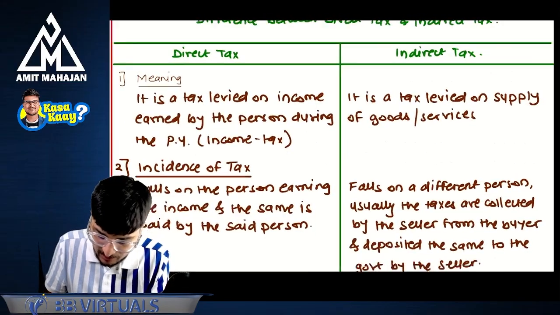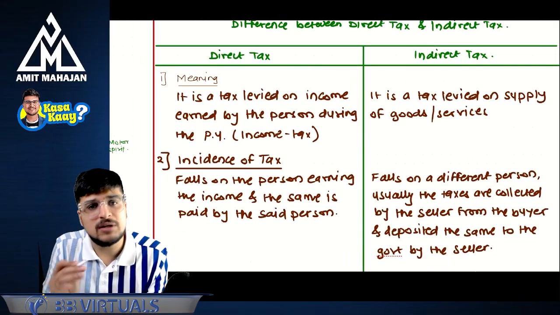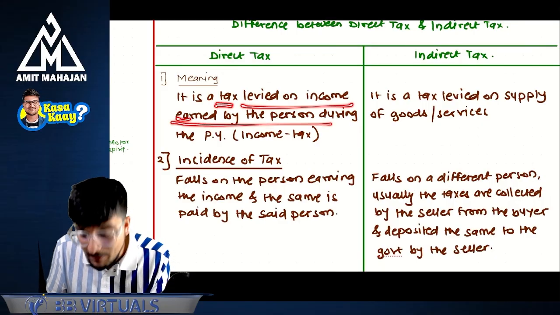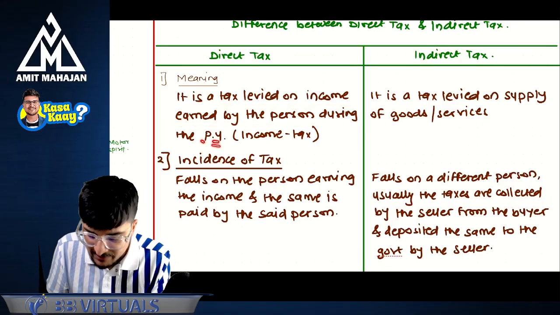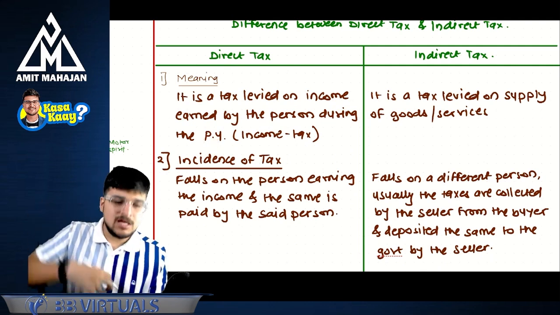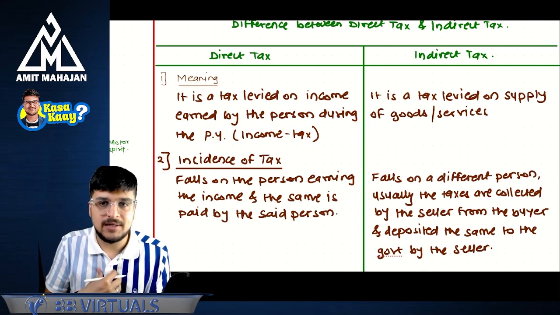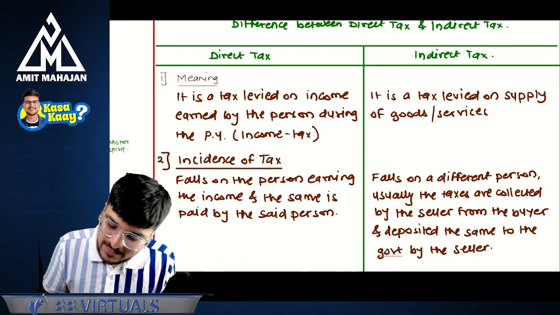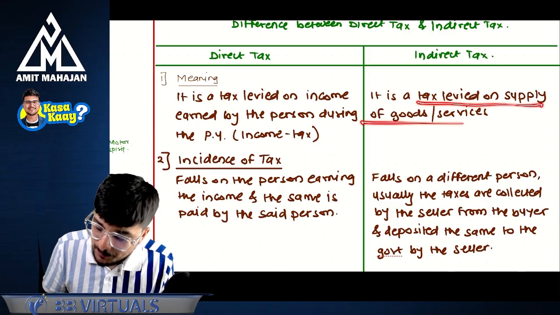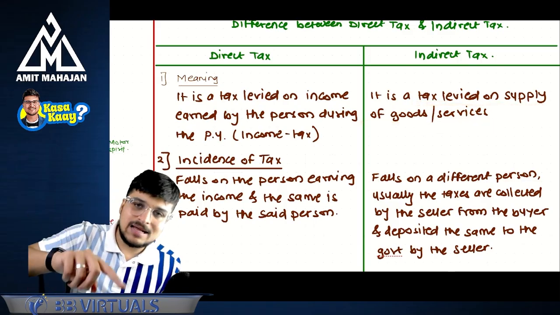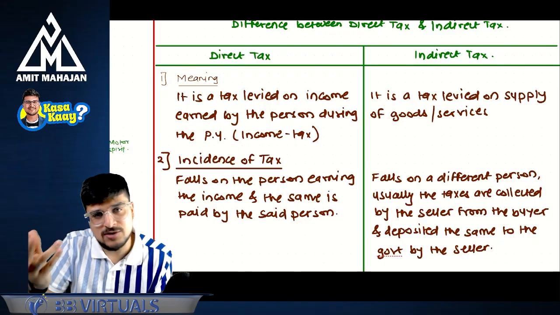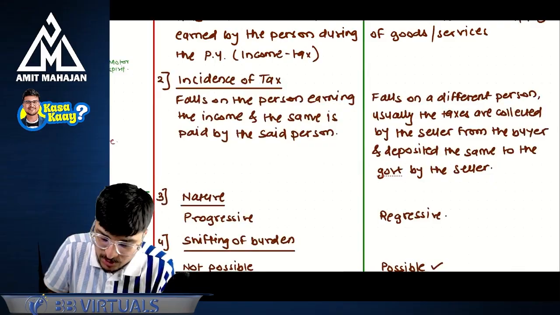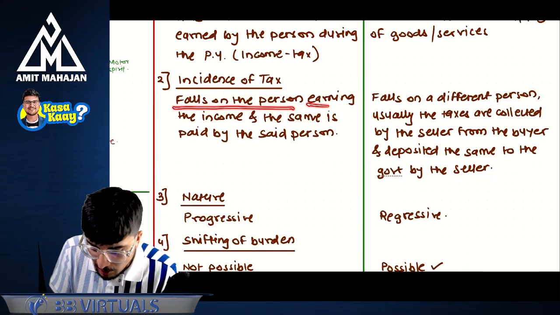The first thing, the meaning. What is direct tax? It is a tax which is levied on income earned by the person during the previous year. Whatever income I will be earning, I will have to pay tax on that. Indirect tax is a tax which is levied on supply of goods or services. Direct tax is on income, which means income tax is on income, and indirect tax, that is GST, is on goods and services. Incidence of tax falls on the person earning the income.